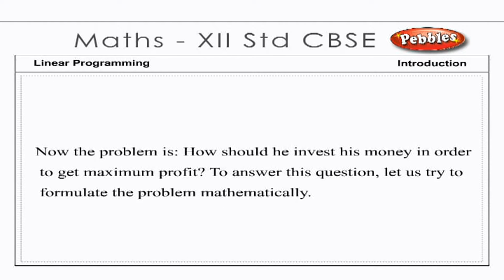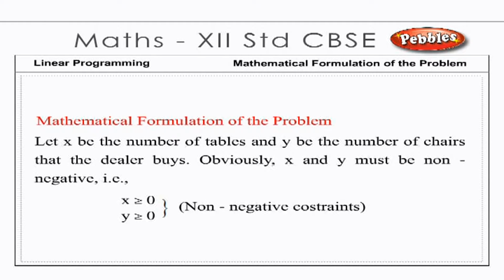Now, the problem is, how should he invest his money in order to get maximum profit? To answer this question, let us try to formulate the problem mathematically. Mathematical formulation of the problem. Let x be the number of tables and y be the number of chairs that the dealer buys. Obviously, x and y must be non-negative, that is, x is greater than or equal to 0, y is greater than or equal to 0.